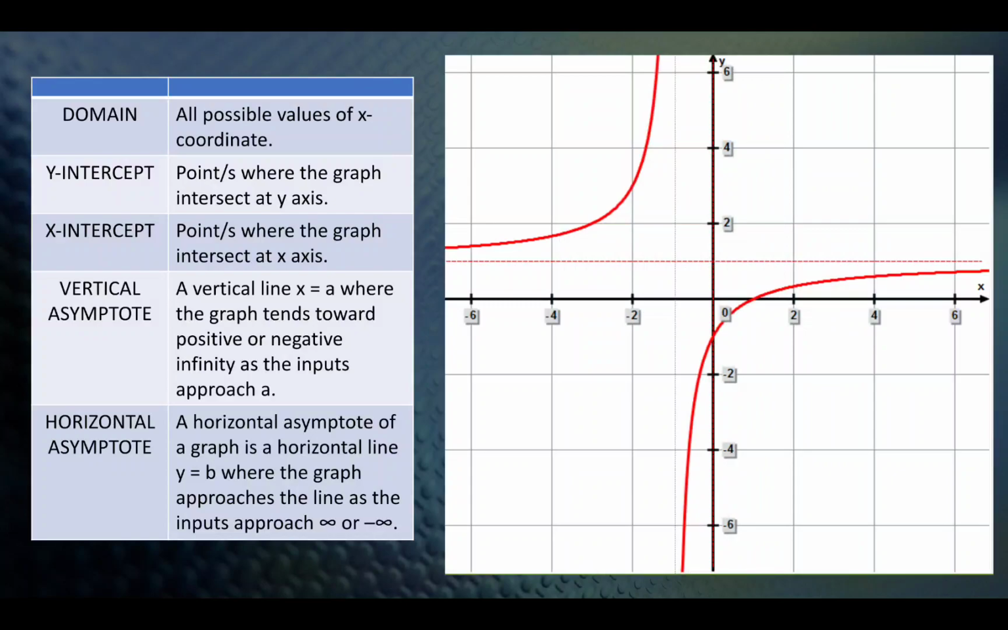For the domain, these are all the possible values of the x coordinate. Upon looking at our graph on the right, we see that the graph extends to negative and positive infinity, except it does not reach -1.